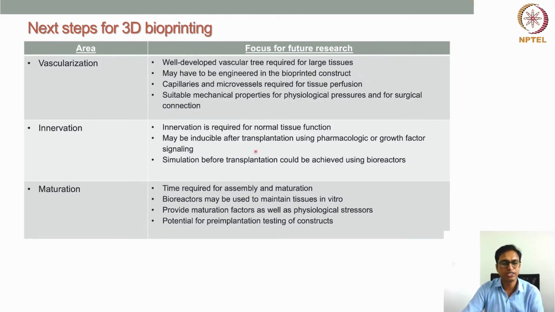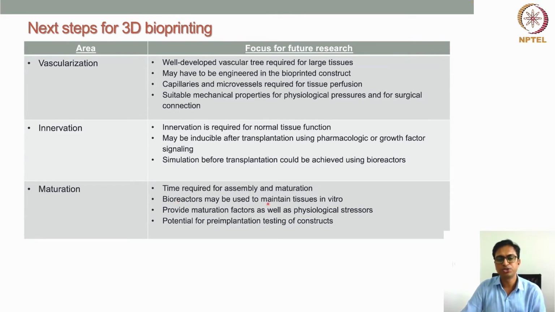But for that, time is required for assembly and maturation. That is very much important. And we need to understand what is the process of this assembly and maturation of the particular tissue. And if we can reproduce that, and probably in certain cases, some bioreactors or some dynamic culture conditions are required for maturation of the tissue. That is very much important. That is very much required.